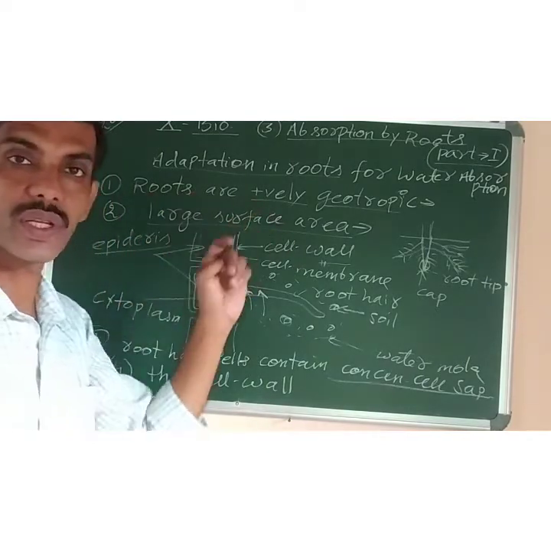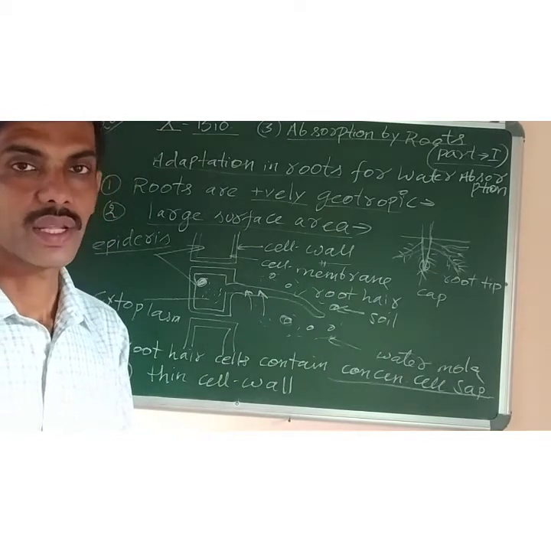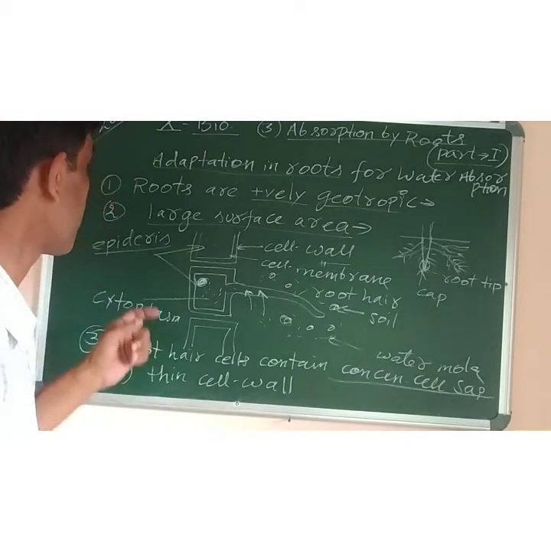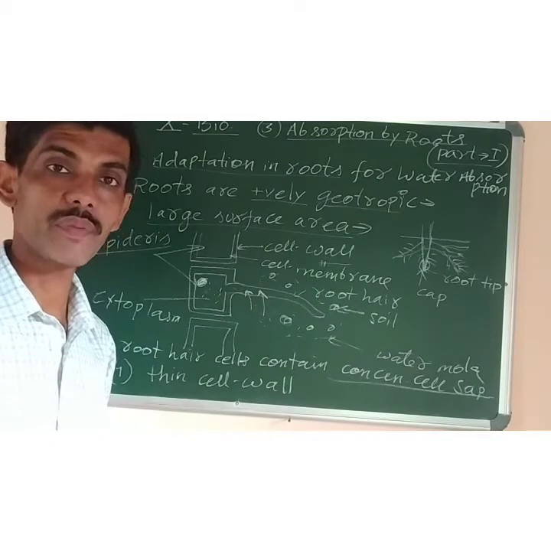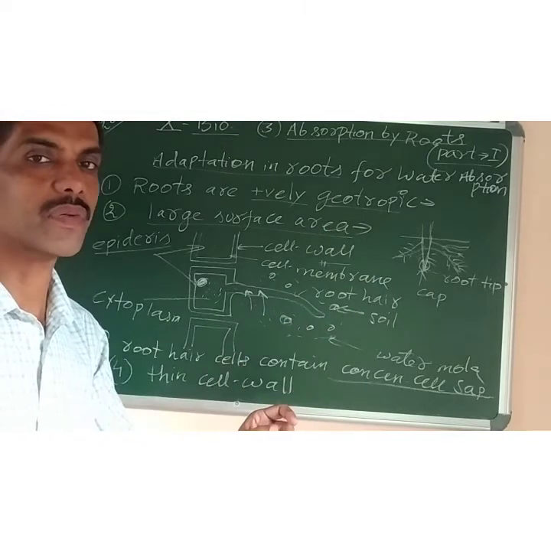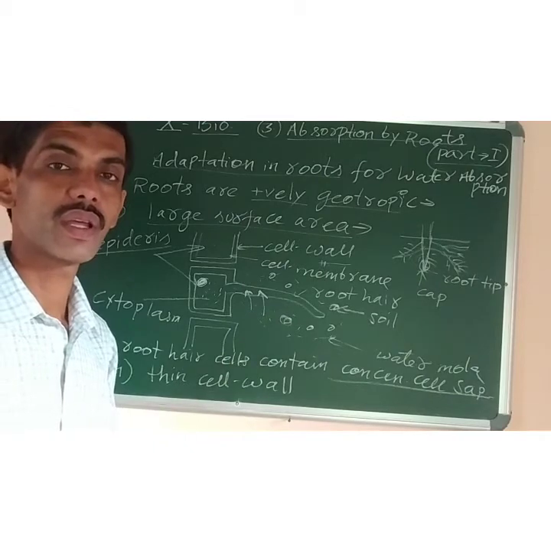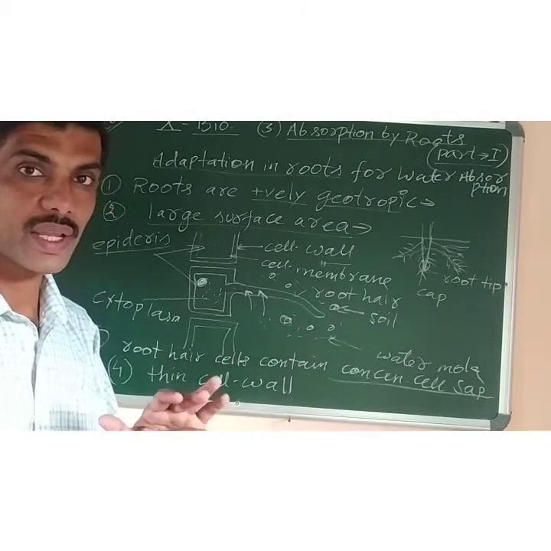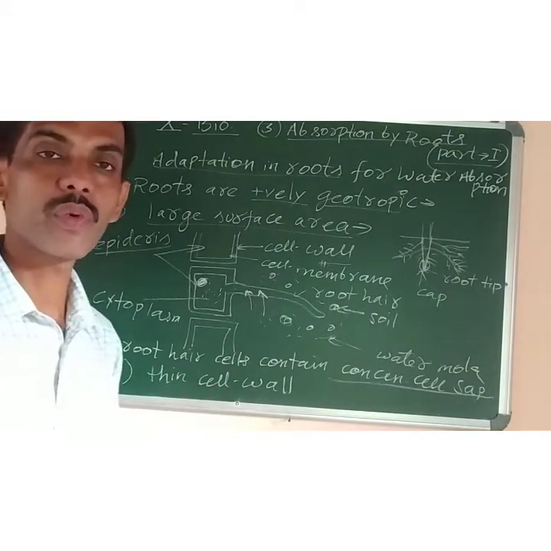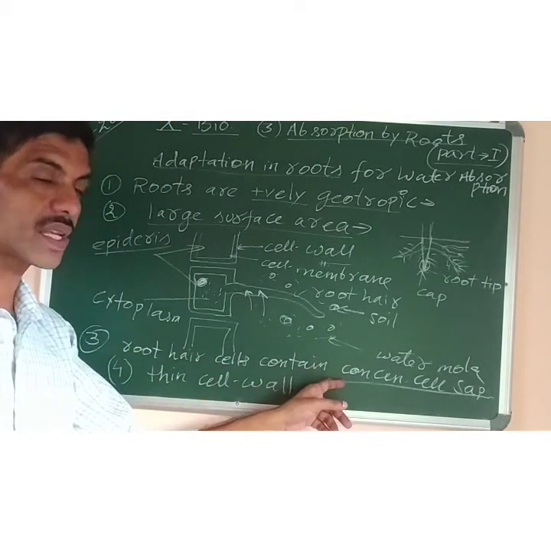Number one, roots are positively geotropic, that is, they grow below the soil and are in contact with the soil water, which helps them absorb water and minerals from the soil. Two, they provide a large surface area, because of the branches of the roots as well as the large number of root hairs. Just now I said that 1 millimeter of area contains 200 root hairs. That increases the surface area of the roots, which helps them absorb more and more water and minerals from the soil.